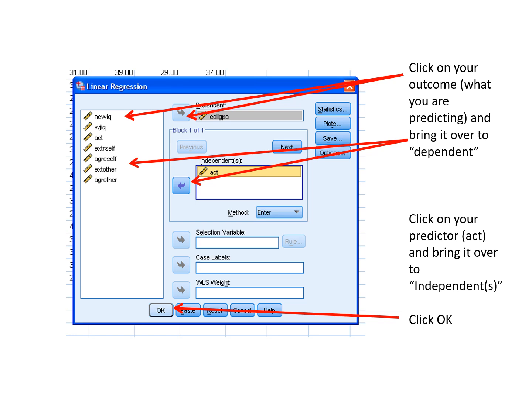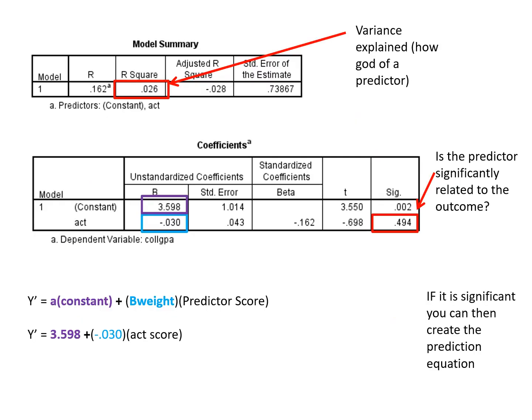So I'm going to click on the outcome, what we're predicting, and bring it over to the dependent variable box. Then I'm going to click on what I actually expect to predict, your predictor, ACT, and bring it over to the independents. We've got those both in, so we're going to click OK. Notice again, the default here should be Enter, and that's fine as long as you're actually looking at a bivariate regression. In other words, you're simply regressing one predictor on one outcome.